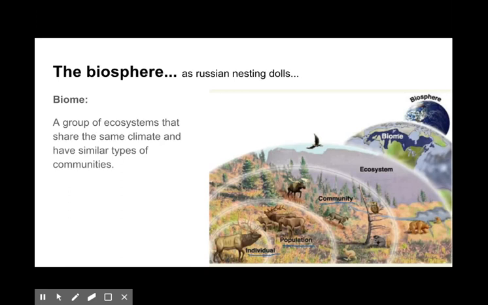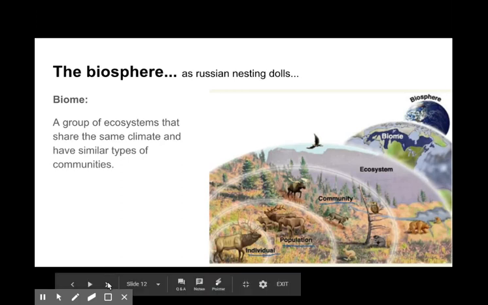An ecosystem is a community with abiotic factors. A community is many populations, and a population is many of the same types of individuals. See how each one is kind of like the last one plus something more? Good.